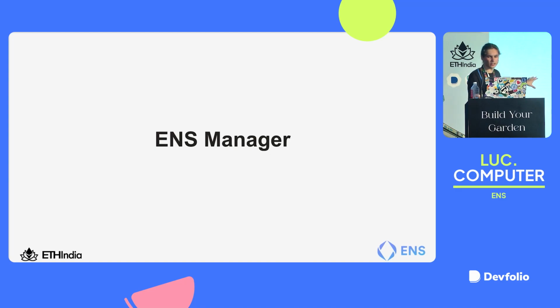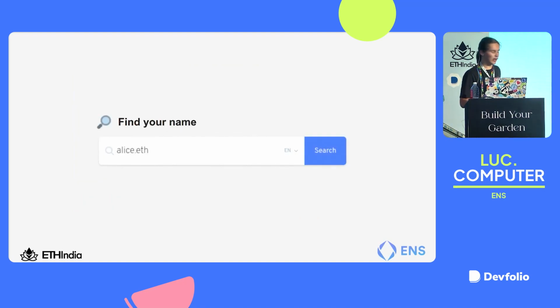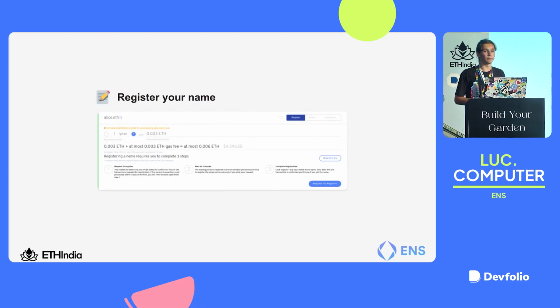But the real ENS Manager works roughly like this. Here's what it looks like. It's app.ens.domains. You go to the search bar. Boop. You type in the name you want, so alice.eth in this case. And then there you go. Here's your registration screen. Any ENS name that's 5 characters or longer is $5 a year, converted to Ethereum.